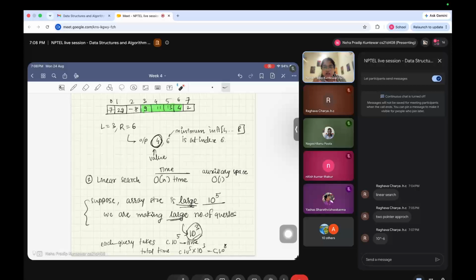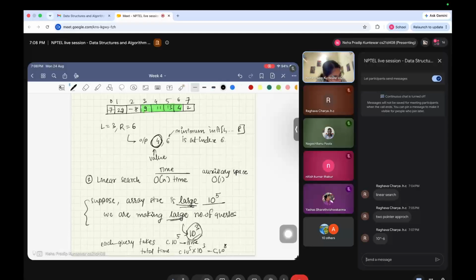So what if I could use some extra space? I'll use some extra space and make sure that each query time is reduced. The array size being large, we cannot do anything about it as such, because that's the input that's given to us, right? So this is something we are not even going to touch. So can we make some improvement on the second issue?